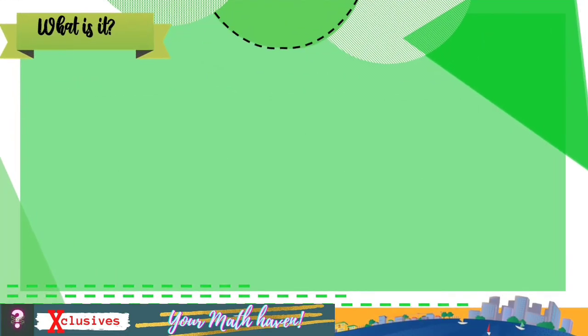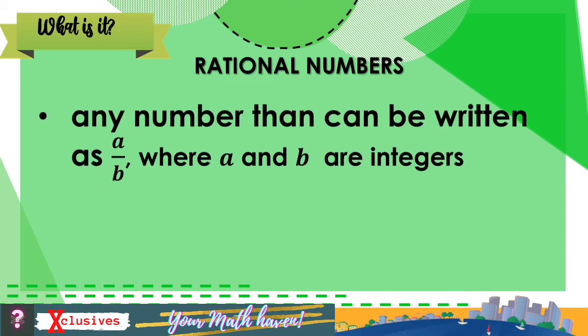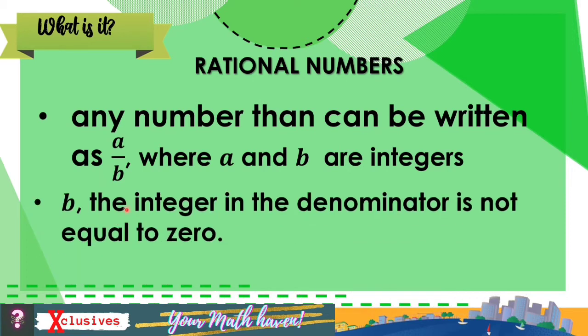Last week, you studied rational numbers, which were defined as any number that can be written as a over b, where a and b are integers, and where b, the integer in the denominator, is not equal to 0.